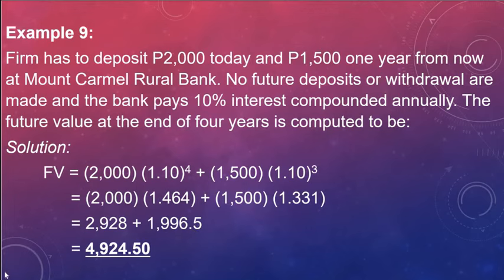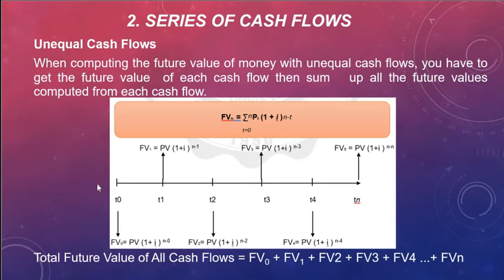Okay? So how was that done? Let's go back to our diagram. Again, here you invested 1,500. Meaning, it's 1 year after you deposited 2,000. So this is how you compute its future value: that's PV times 1 plus i raised to the power of n minus 1. That's 4 minus 1, so that's 3.